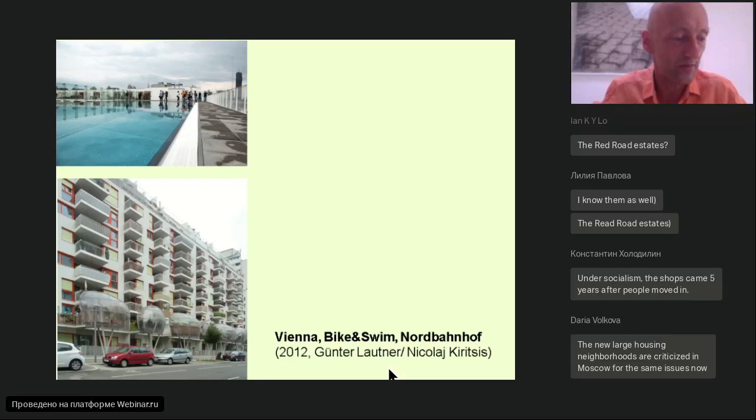The rent is approximately, how much is it? For 80 square meters, like a two-bedroom flat, a three-room flat, approximately 600 euros. So tell this to a Londoner and they think you're in Wonderland. Tell this to a Muscovite and they think you're crazy. It's completely normal for a person in London or in Moscow to pay 80% of their income for rent.